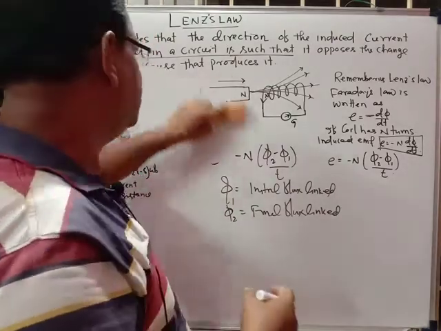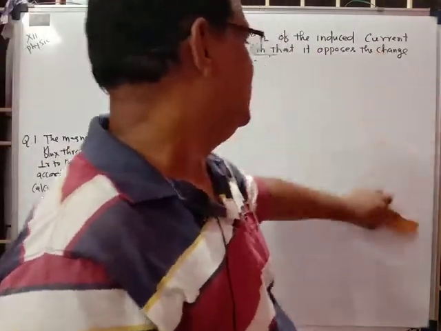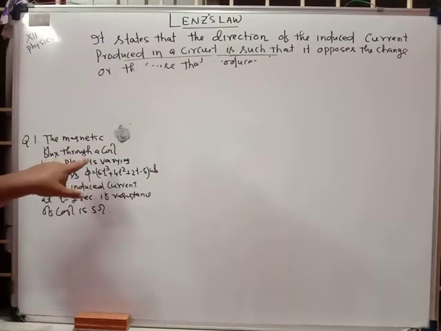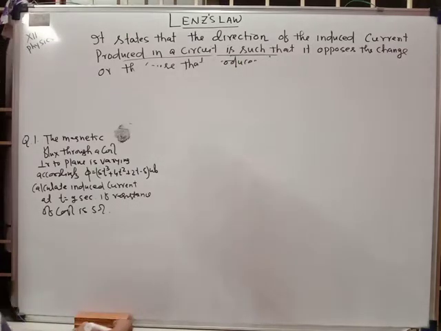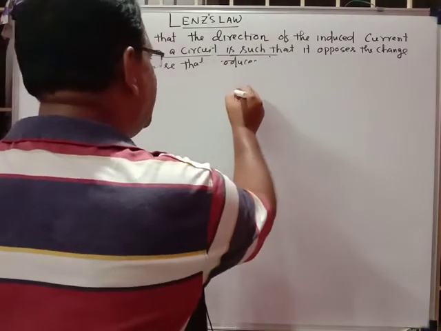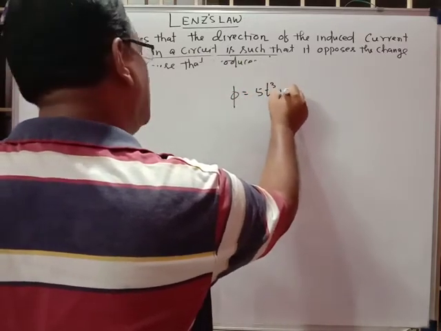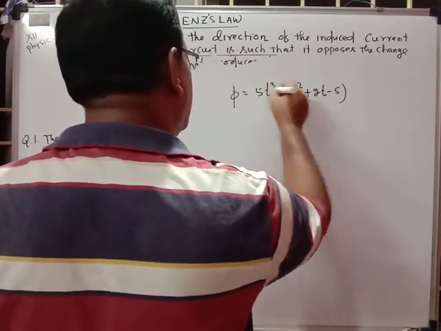Suppose one question is that the magnetic flux through a coil, perpendicular to the plane, is varying as phi equal to 5t cube plus 4t square plus 2t minus 5 Weber. Calculate the induced current at t equal to 2 seconds if the resistance of the coil is 5 ohm. Because you know that phi equal to 5t cube plus 4t square plus 2t minus 5 Weber.